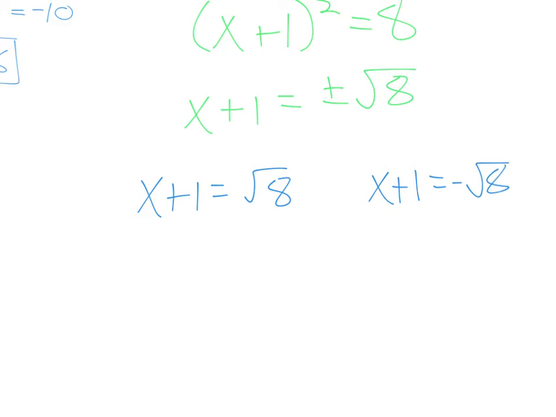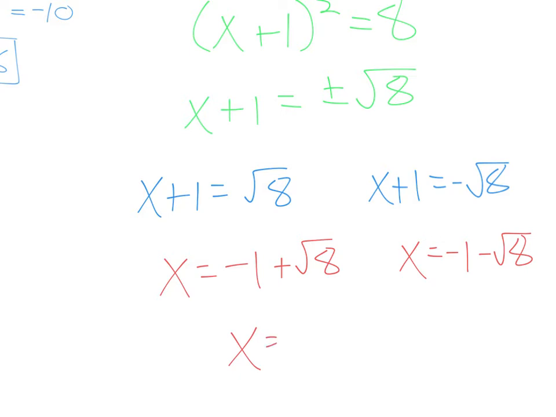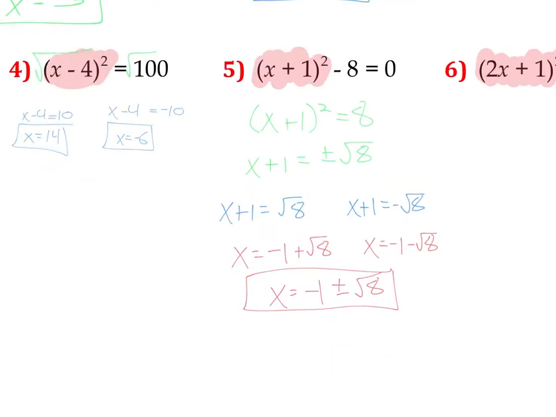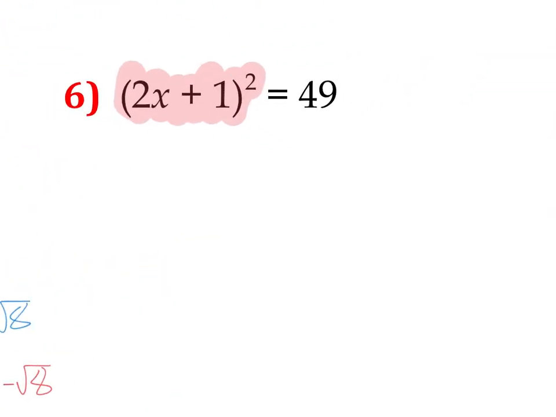For each of these, we'll just move the 1 to the other side. So x equals negative 1 plus rad 8. x equals negative 1 minus rad 8. A cleaner way to write that would probably be x equals negative 1 plus or minus rad 8. That way it's just kind of like a one-stop shop. It's not going to be wrong if you write it as two separate, just so you know. All right, last and final one.